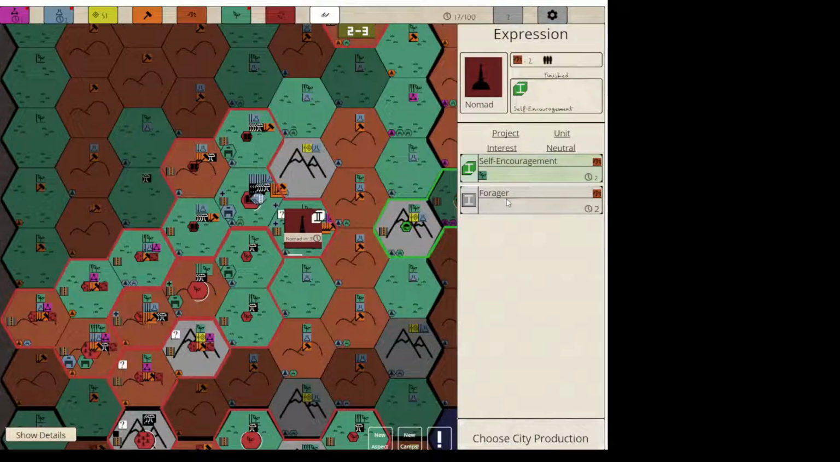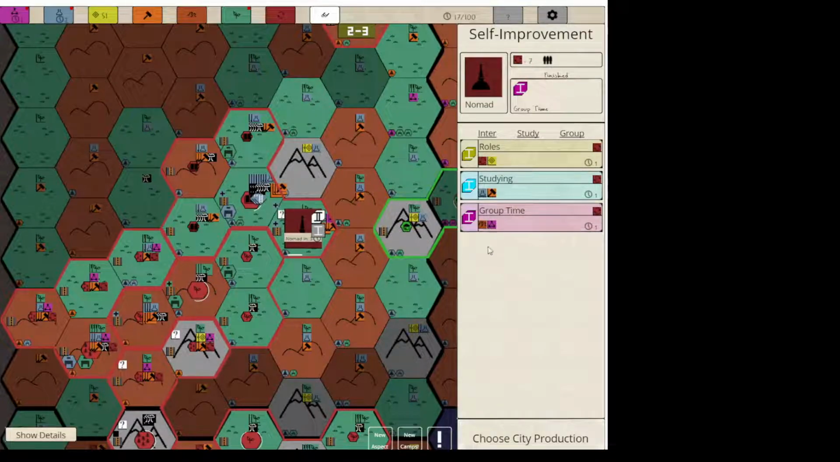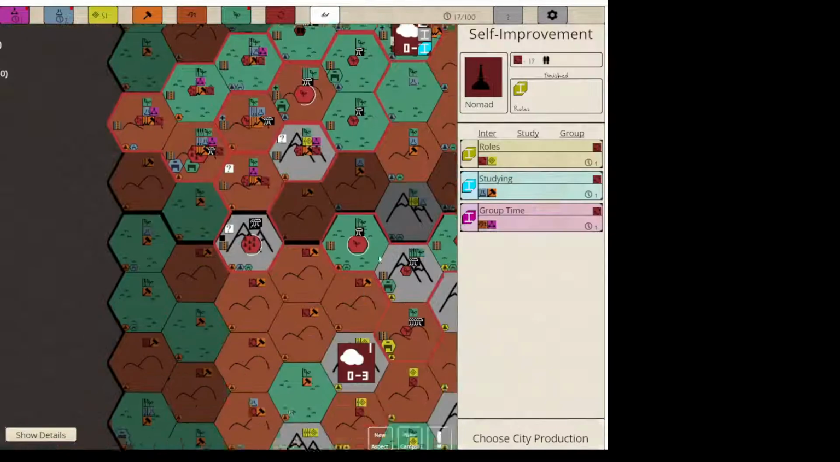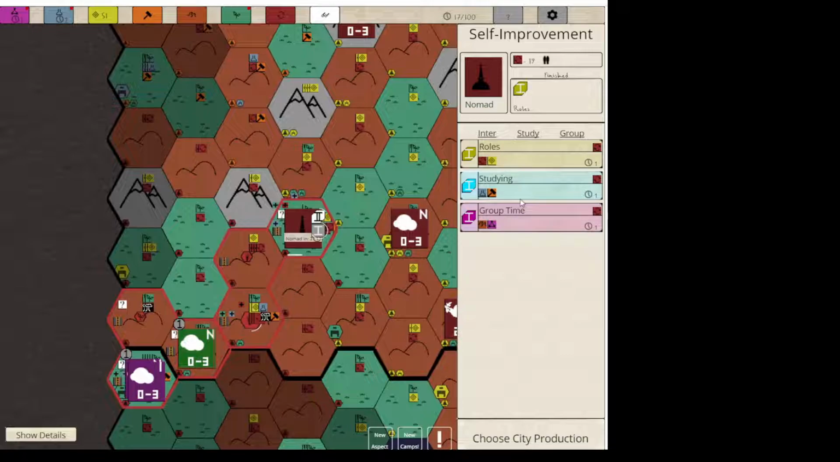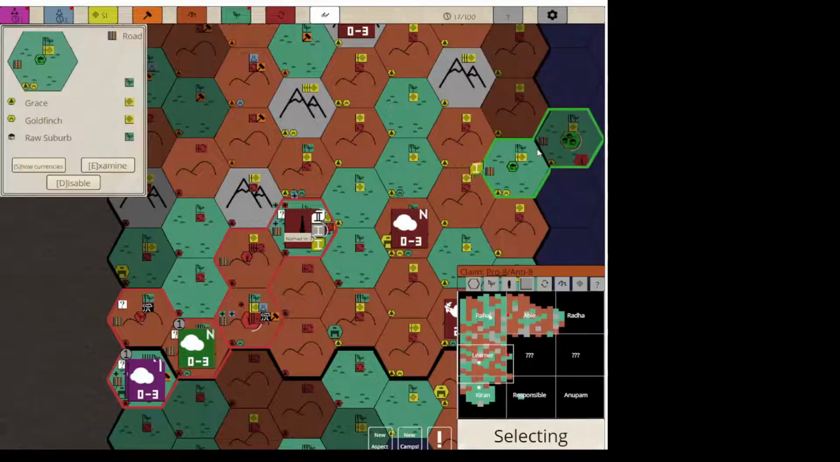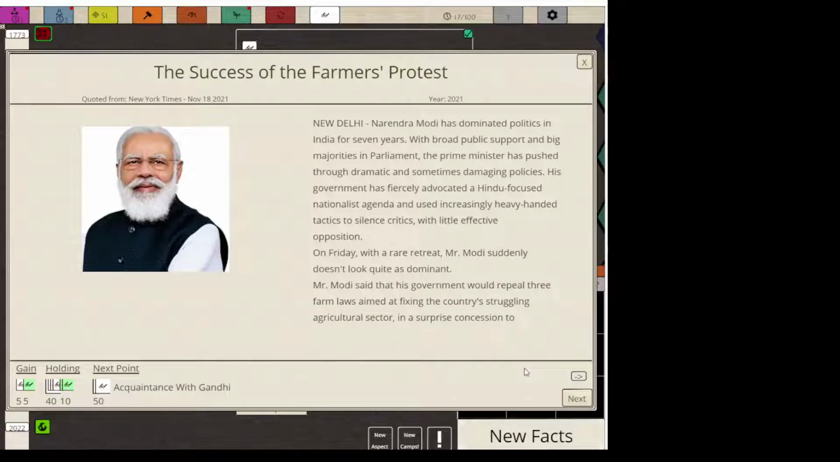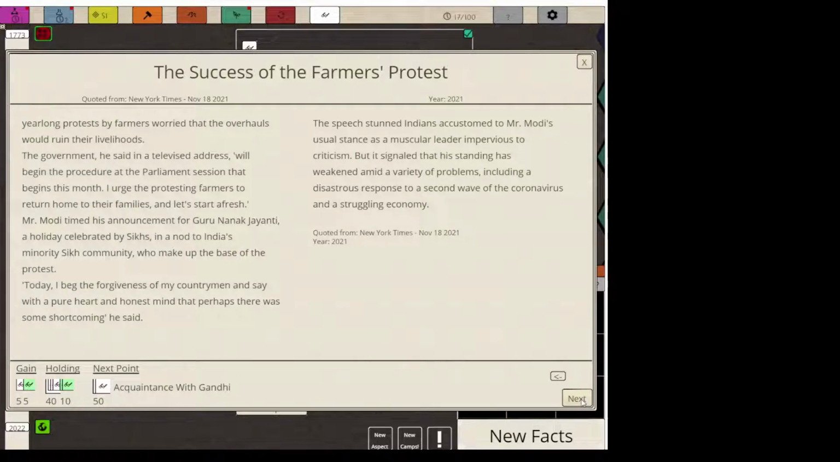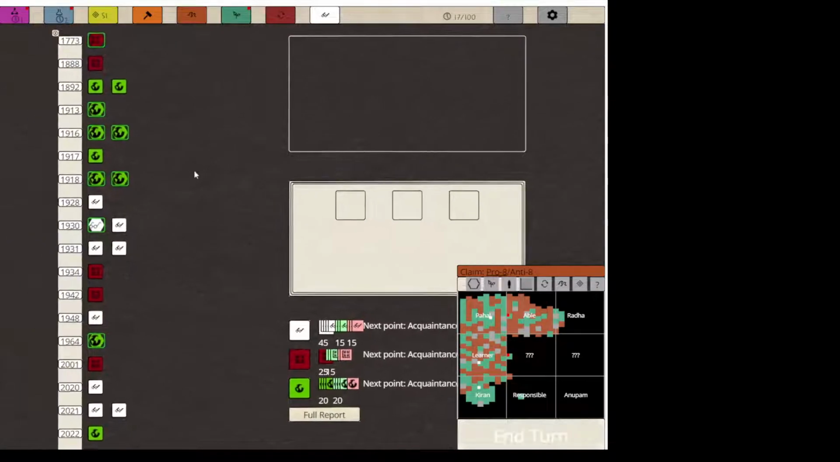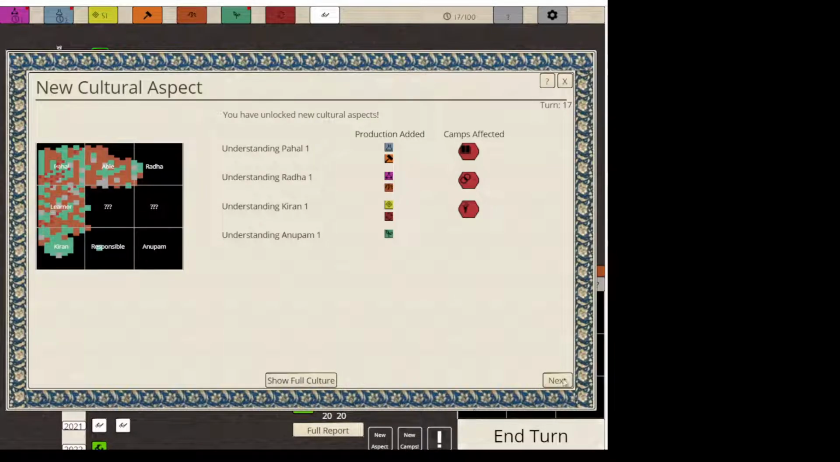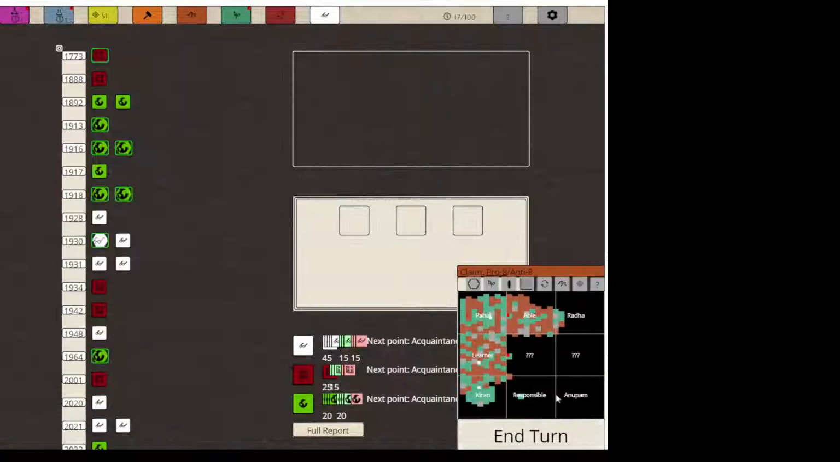I'm just going to keep researching Gandhi. I'm going to get a forger now. And I think I will just go for some studying because that'll grow the studying districts that are attached to it. Similarly here, I'll just go for roles to grow that perception district. You can see the New York Times talking about how the farmers' protest forced Narendra Modi to give up his farmer bills. Just a large victory for non-violent protest, a very recent one too.